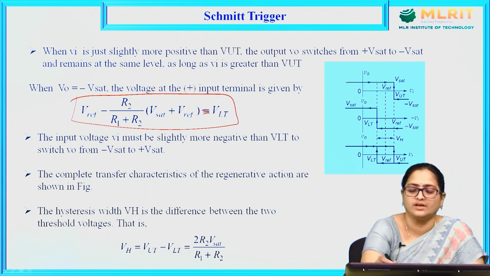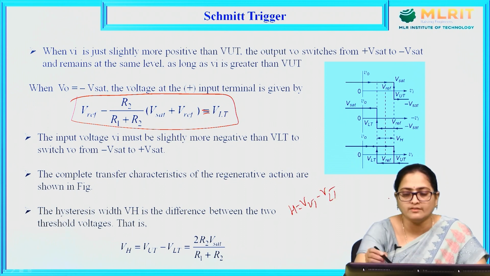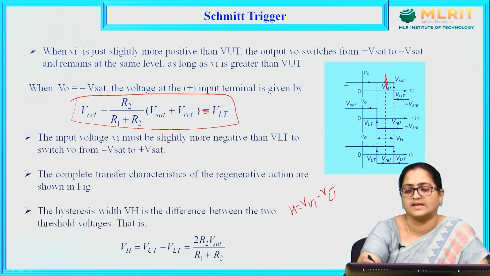If you observe, it forms a hysteresis, where hysteresis is given as the upper threshold voltage minus the lower threshold voltage. Here, when Vi is just above the reference voltage, it switches from positive Vsat to minus Vsat, providing the upper threshold voltage value. And now, when it is just below the V reference, the minus Vsat moves to a plus Vsat and produces the lower threshold voltage value.